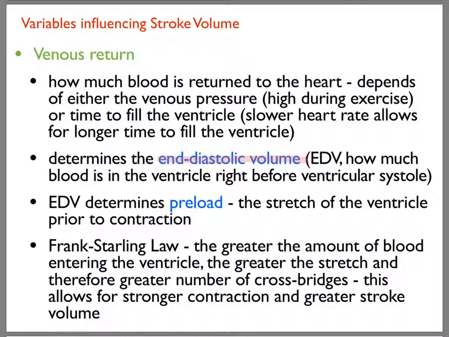The Frank-Starling law summarizes all of this together, and it says that the greater the amount of blood that enters the ventricle, the greater the stretch within that cardiac muscle, and you'll have a greater number of cross bridges, and this allows for a stronger contraction and therefore a greater stroke volume. So make sure that you're familiar with the Frank-Starling law and know what parts of these statements belong in that law. And this would conclude our chapter 19 notes or lecture.